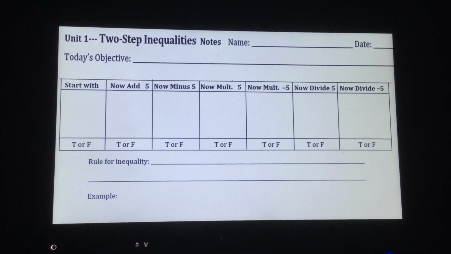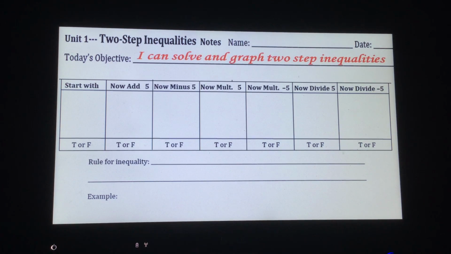Hey guys, welcome back. So today we're going to be dealing with two-step inequalities. Let's go ahead and write down today's objective. Today's objective is I can solve and graph two-step inequalities.